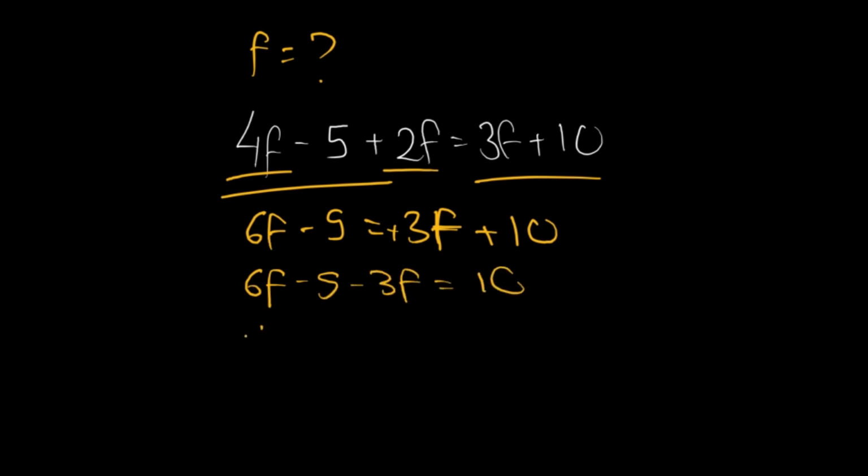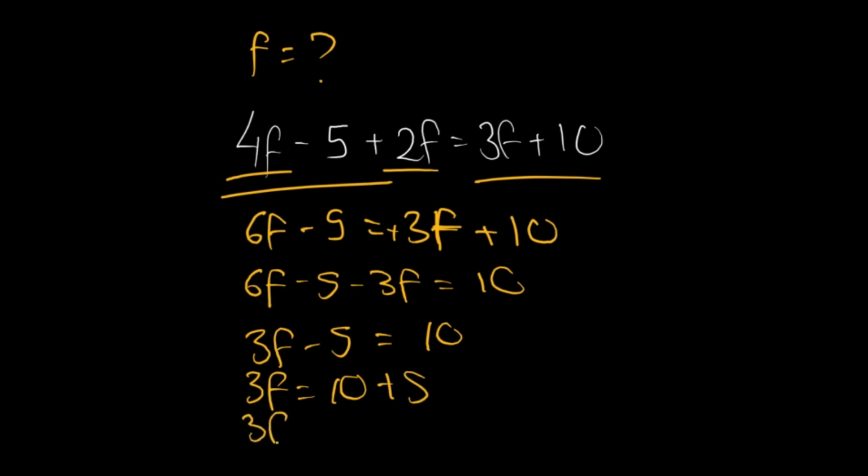Collect the like terms. So 3f minus 5 equals 10. And now you put the minus 5 on the other side, so that you can have f on one side. To put minus 5 on the other side, it turns into positive 5. So 3f equals 10 plus 5.